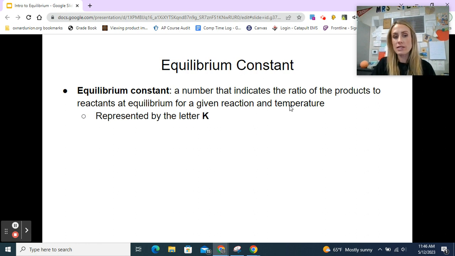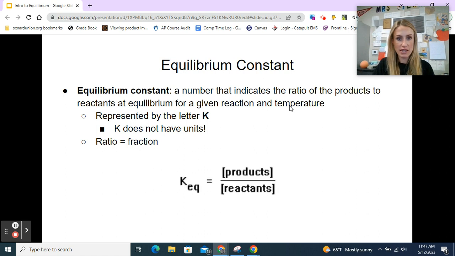The equilibrium constant is denoted by the letter capital K. And we don't have units here. It's just a number. Okay. Because it's a ratio, to find it, it's a fraction. And the fraction looks like this. It's the concentration of the products over the concentration of reactants.